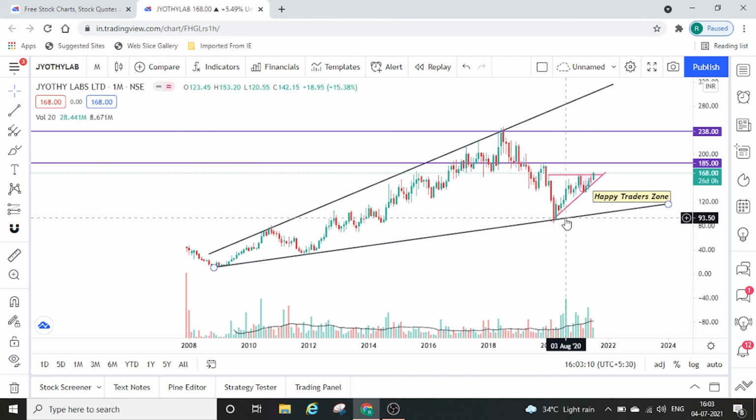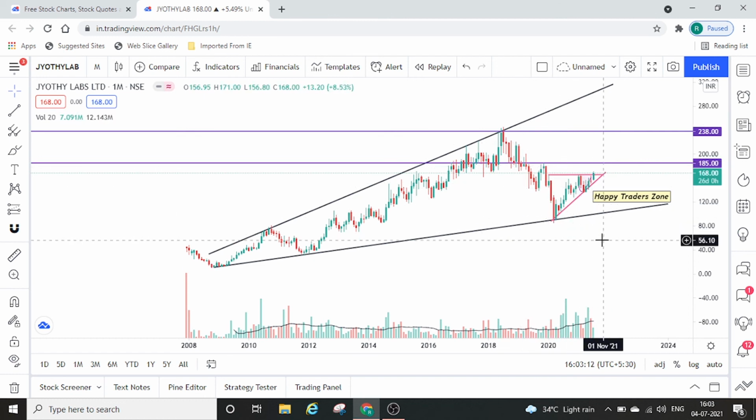But in Jyothy Lab, we have got the entry very early. We have got around 50% of its level. So if we get a very good breakout, there is a higher chance for the stock to reach up to this resistance. So now let me move on to the weekly time frame.